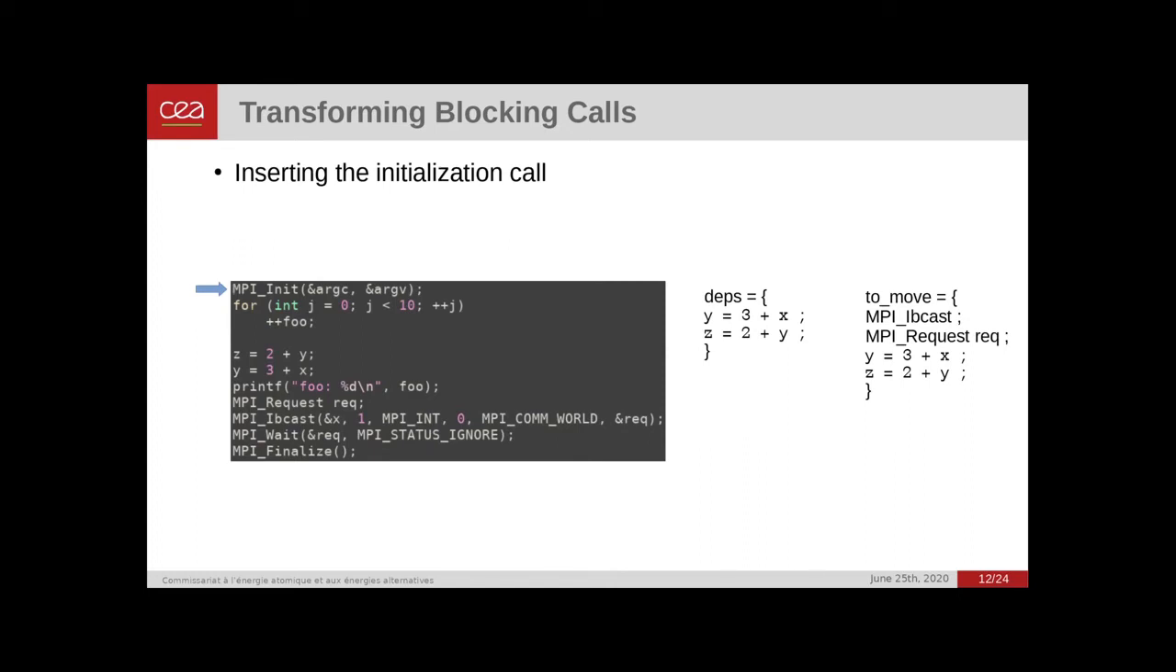And now we arrive at the MPI init code, which is delimiting the environment in which we can call MPI communications and other functions. So we cannot have our MPI IBCOS code outside of, beyond that MPI init code. This is why in this example, it is our insertion point for not only the IBCOS code, but also its dependencies. So the y equals 12 plus x statement and the d equals 2 plus y statement.